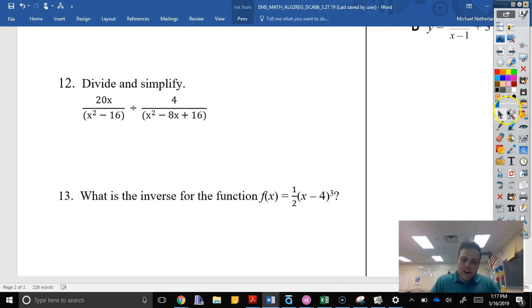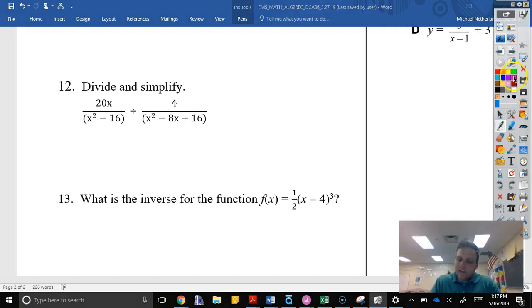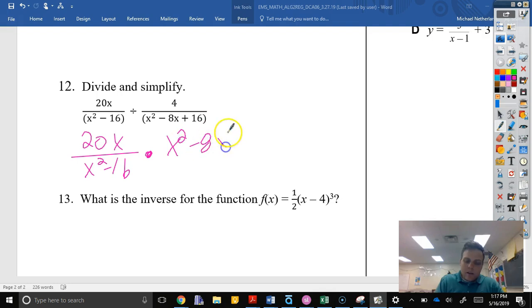Number 12 says divide and simplify. Well, how do we divide fractions? Like, what's one of the first things your brain should think? Hopefully you're like, keep, change, flip. That's right. We keep the first guy. We change the multiplication. And we flip the second guy. Now what we want to do is we want to factor and cancel. For the sake of space, I'm just going to factor this. I'm going to erase it, but I'm just factoring it. Same thing with this guy right here. I'm erasing it just because I'm just going to factor it.